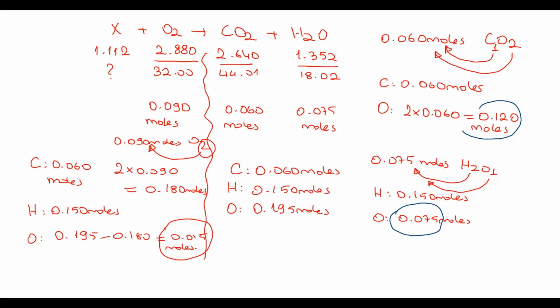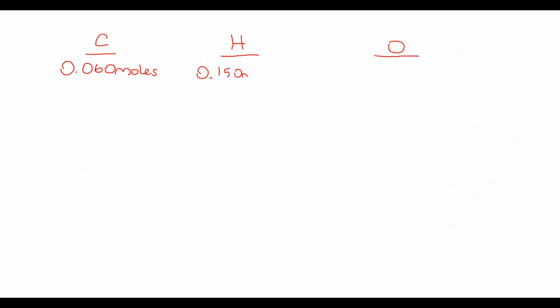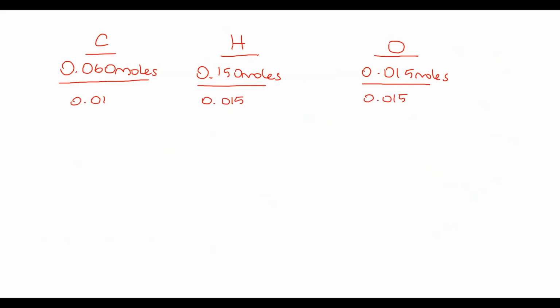And let me show it to you. We have carbon atom, hydrogen atom, and oxygen atom. For carbon, we have 0.060 moles. For hydrogen, we have 0.150 moles. And for oxygen, we have 0.015 moles. So we divide each by the smallest number of moles, which is 0.015. Okay, so we have 4 carbon atoms, 10 hydrogen atoms, and 1 oxygen atom.